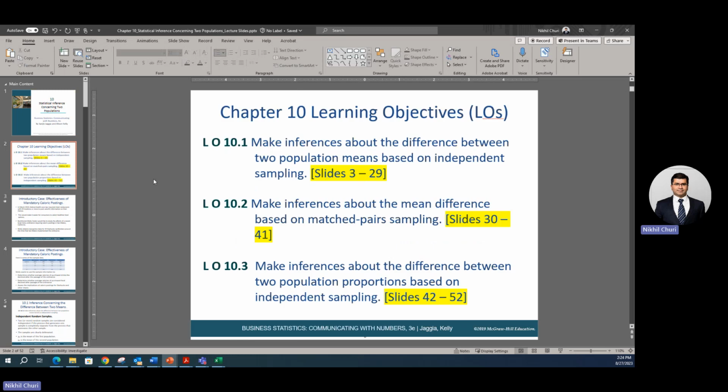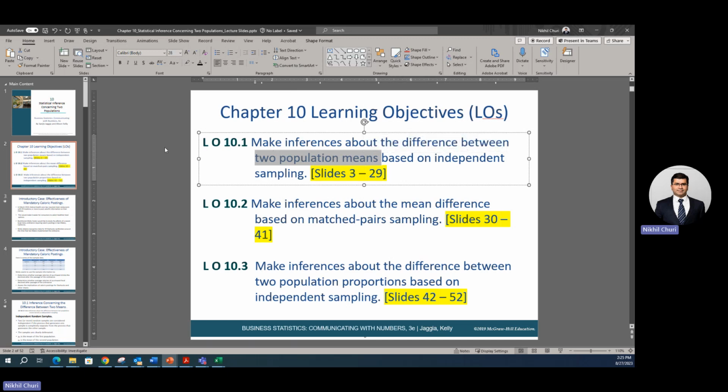A brief overview of what we will be learning in this class topic: subtopic 10.1, subtopic 10.2, and 10.3. In 10.1, we'll be learning how to make inferences about the difference between two population means based on independent sampling. I want you to understand two things over here. The first one is two population means.